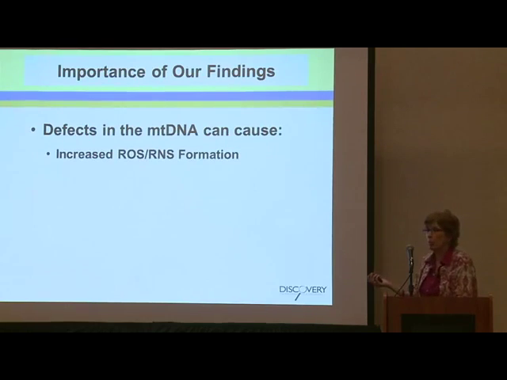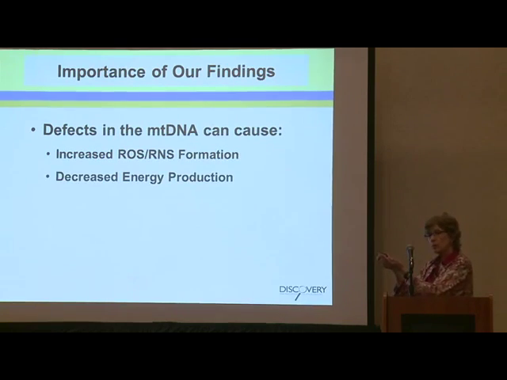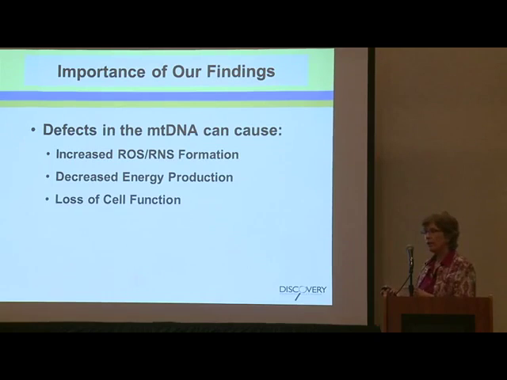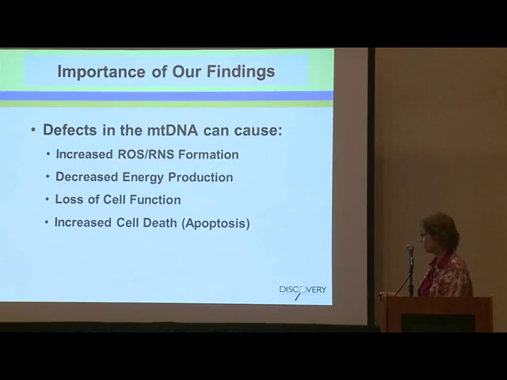So why is that even important? It's important because if you have defects in mitochondrial DNA, that can lead to increased ROS production. If you have increased ROS production, you're going to get decreased energy levels, because that's what the mitochondria do. The function of the mitochondria is to give you energy. If you don't have enough energy, the cells stop functioning. They just give up. They require a certain amount of energy, and once they really give up, then they die.